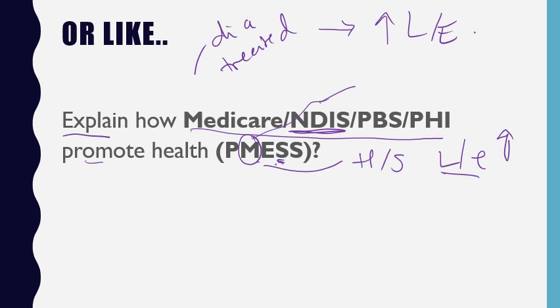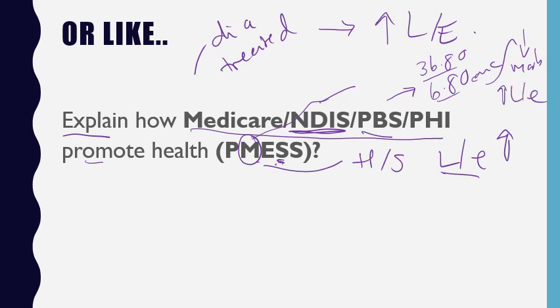Okay. PBS is Australia's medication subsidy program, and that means that all Australians are able to receive medication at either $36.80 for full price or $6.80. I don't know if that's exactly right numbers, but it doesn't really matter just as long as it's near that concession. And that is able to treat illness, which would reduce the morbidity rates, okay, or increase the life expectancy.